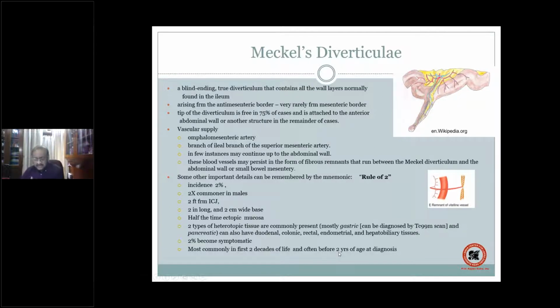of age at diagnosis. When they're diagnosed for the first time, most commonly it is diagnosed at the age of 2 years, right? But if you look at the decade part of it, it is the first and second decade where you have the maximum incidence of presentation of Meckel's diverticulum. So that is the rule of 2 for you, starting from the incidence, the males, the 2 feet from the ICJ, 2 inches long, 2 centimeters wide, and so on and so forth, right?